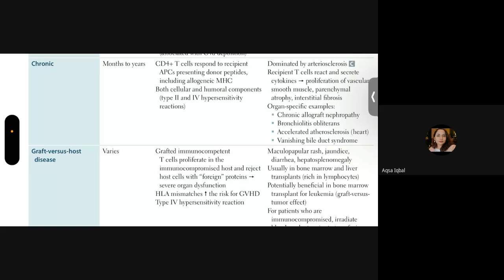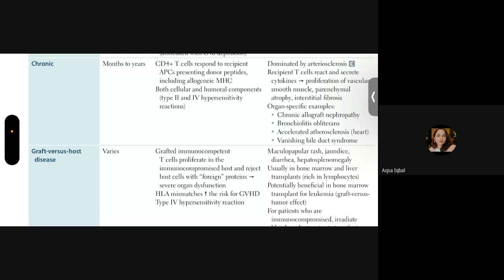hepatosplenomegaly, in the skin. We are going to have an attempt to kill those. So we are going to be having hepatosplenomegaly. If we just transplanted the bone marrow, it can kill the liver of a recipient as well. It can damage the liver, causing jaundice. Okay, keep that in mind.